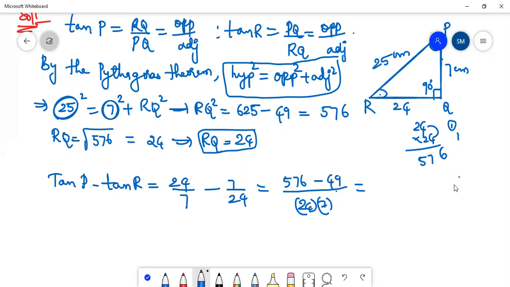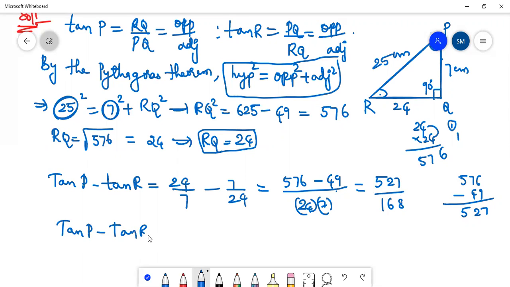576 minus 49, that is 7, 6 means 2, 520 by 7 4s are 28, 2 7 4s are 7 2s are 14 plus 4, 14 plus 2, 168. Therefore, tan P minus tan R is equal to 527 by 168.